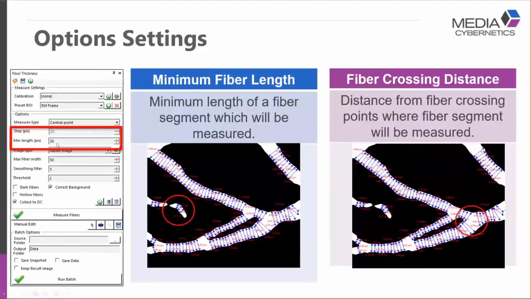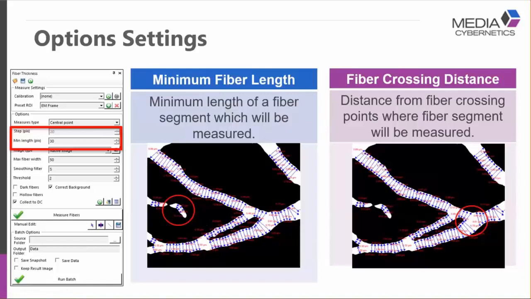Minimum length, exactly as it sounds. What's the minimum length of the fiber? Basically, if you have some background, some spots, you'll see an image where we have some of that in a bright field image. There's some background. Basically, this allows you to avoid that and only set up to really measure legitimate fibers.